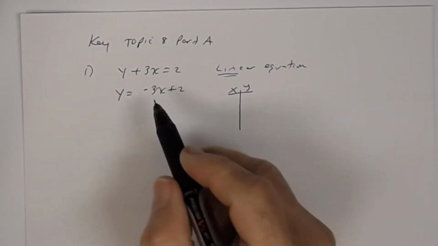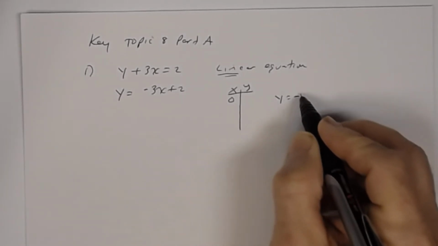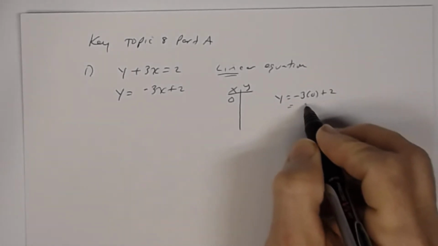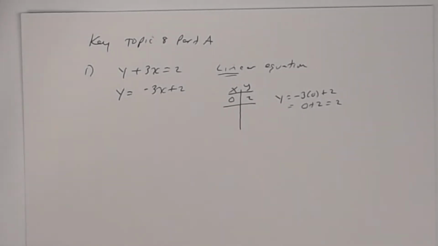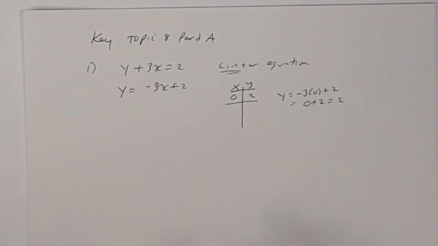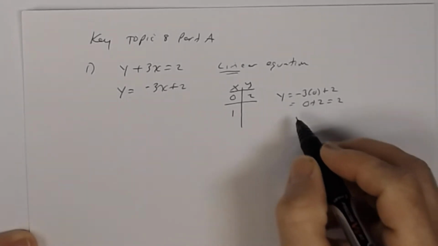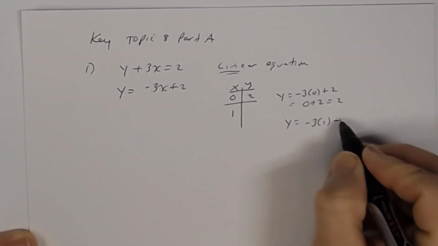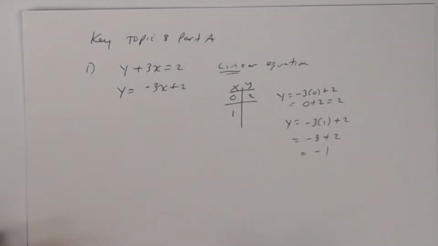An easy number to use for x would be 0. So if x is 0, I get y equals negative 3 times 0 plus 2. And negative 3 times 0 is 0. 0 plus 2 equals 2. So I'm going to plot the point 0, 2 at some point. Then in the next one, we have x is 1. So let x be 1. So I have y equals negative 3 times 1 plus 2. So that's negative 3 plus 2, which is negative 1.